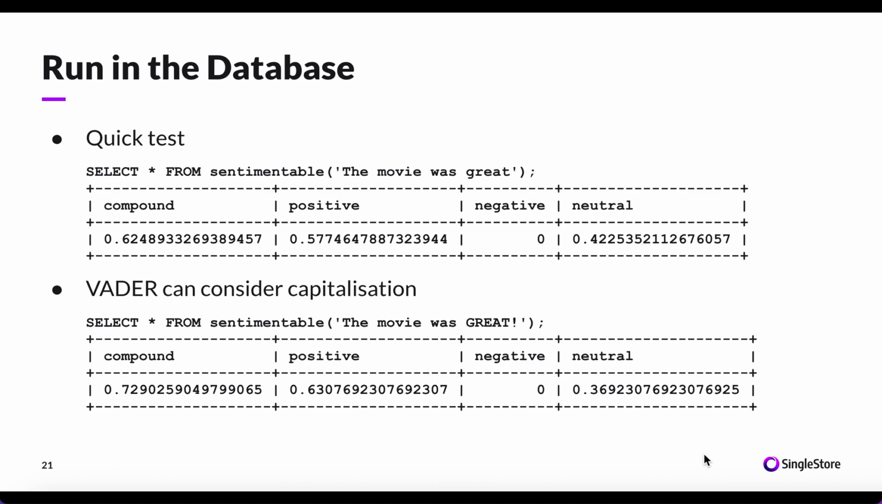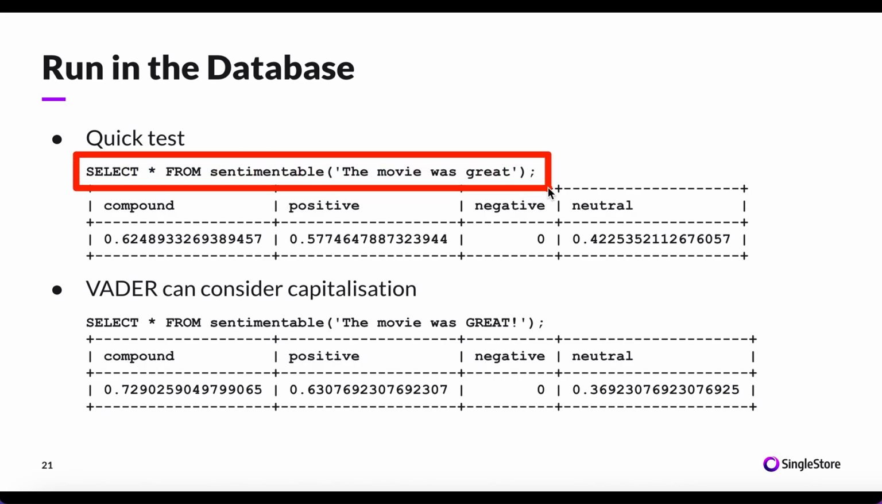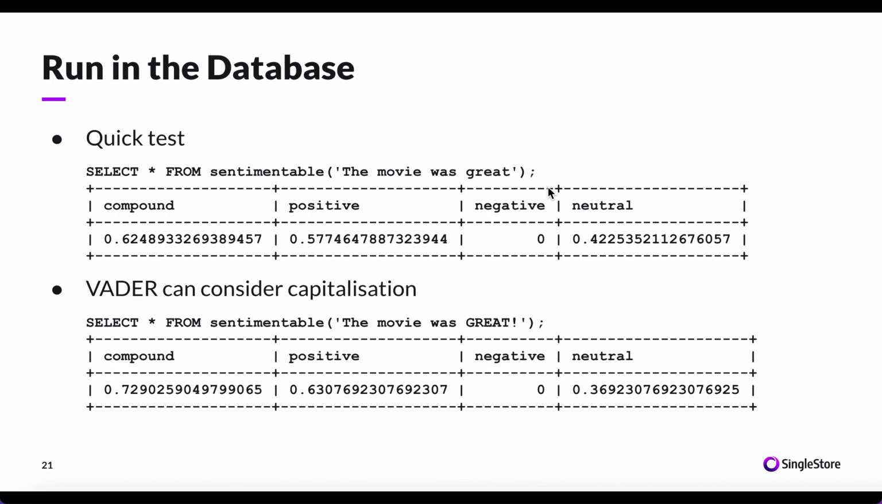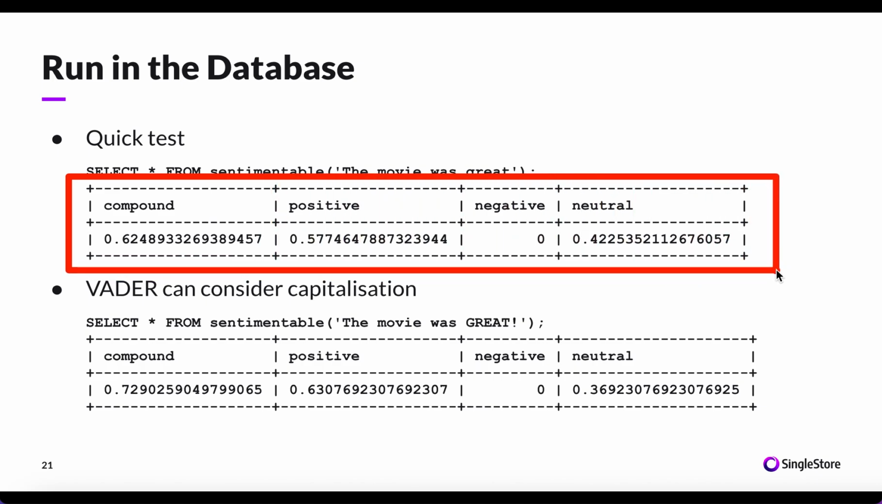So we'll use the MySQL client to connect to our demo database system, and then we can do a couple of quick tests. The first one here is just calling that function directly: select star from sentiment table, and then here is the string that we are passing in. We're saying the movie was great, and based upon that, it's returning this to us. It's giving us the fact that there's no negative sentiment. Positive seems quite reasonable, neutral seems quite reasonable, and a compound score as well.